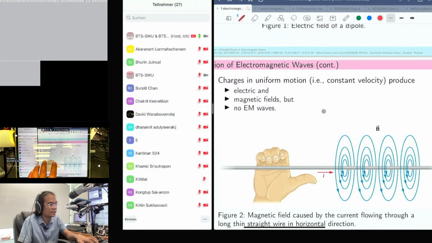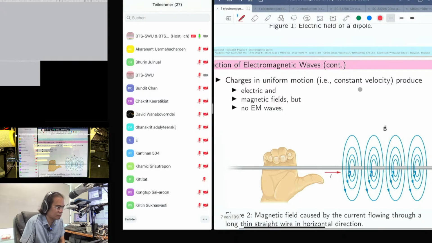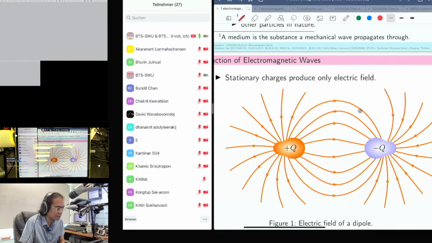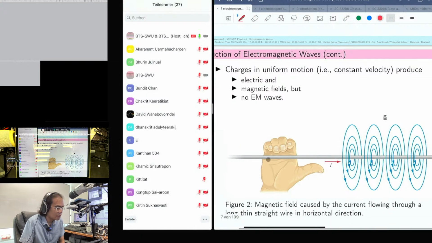Charges in uniform motion are denoted by the current here. The current is actually the charge movement per time. If the charge stays constant, without any movement, you have only an electric field, right? But if the charge moves constantly with constant speed, you're going to have the electric field and also a magnetic field, but still there is no electromagnetic wave. Still there is no EM wave.